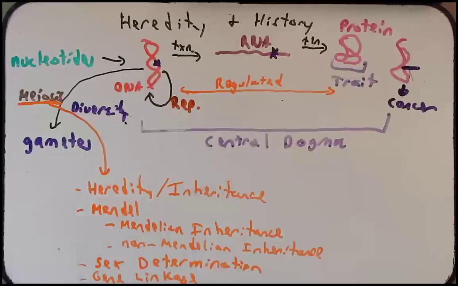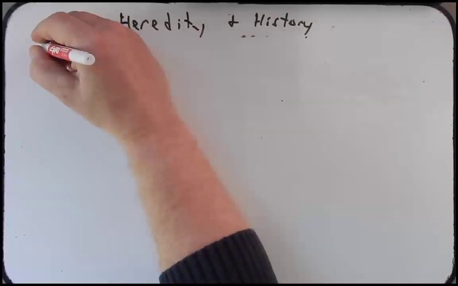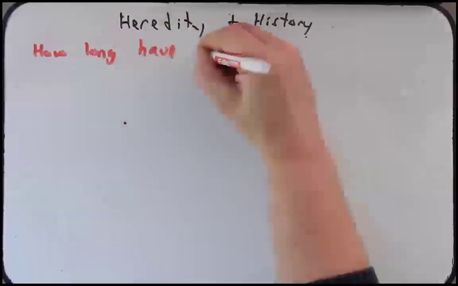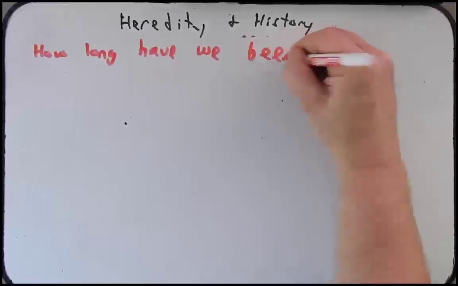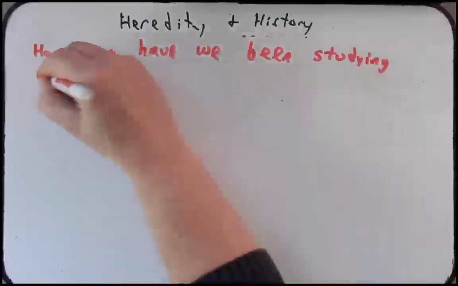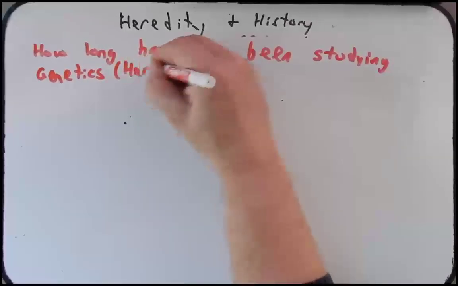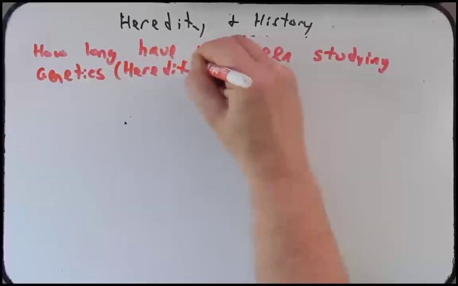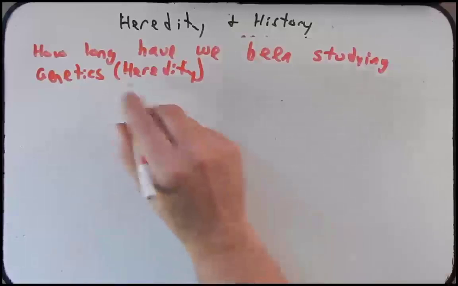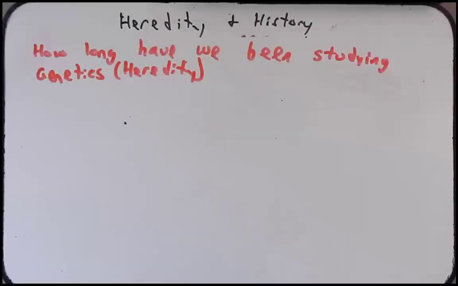Okay, so let's go ahead and get started with talking about the history of heredity. So a question that might pop up is, how long have we been studying genetics? And often, when we talk about that, we're really thinking about heredity. But as we've learned throughout the first part of this class, genetics is not just heredity. As a true scientific discipline, it's been less than, say, 120 years.